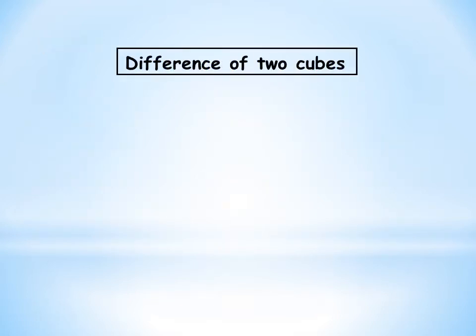Now let's talk about the difference of two cubes. So now we're going to say, well, what if I had a cubed minus b cubed? Well, the pattern is very, very similar, except now your first parentheses is negative and your second parentheses is all positives.